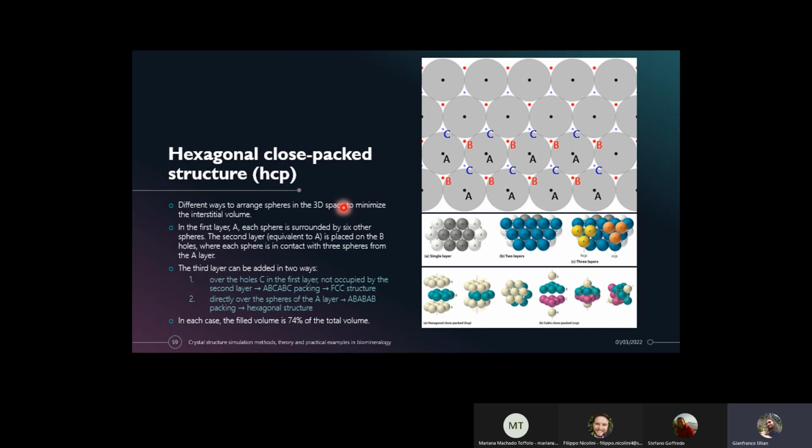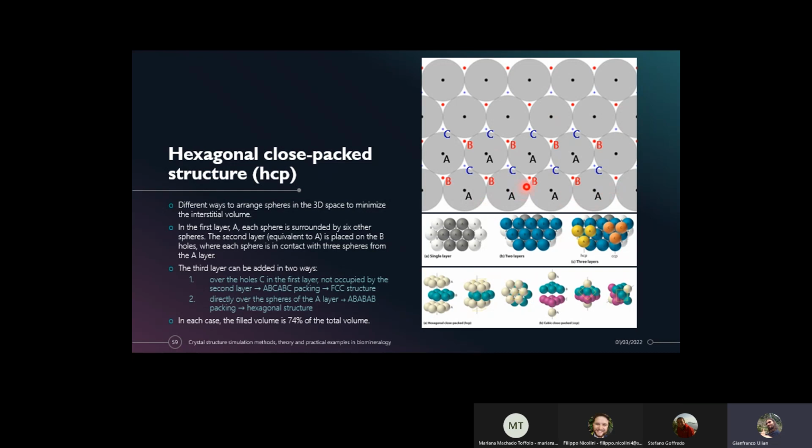Hexagonal close-packed structures. So we have different ways of arrangement of atoms in the three-dimensional space. To minimize the interstitial volume, we can obtain, for example, hexagonal close-packed structures when we have the so-called AB. So let's take this example here, this picture here. The gray spheres are the A, centered on the A spots here.